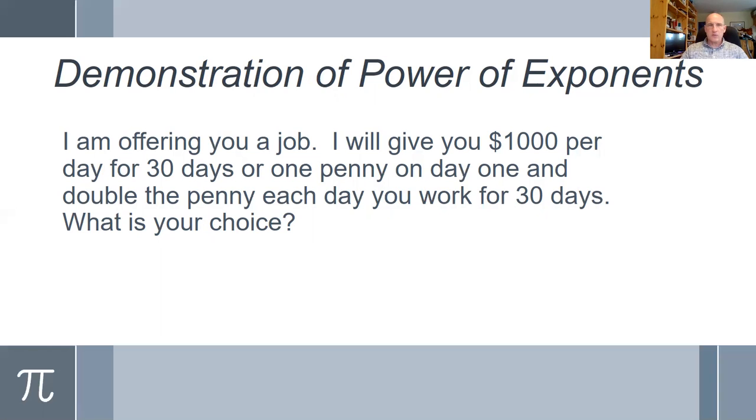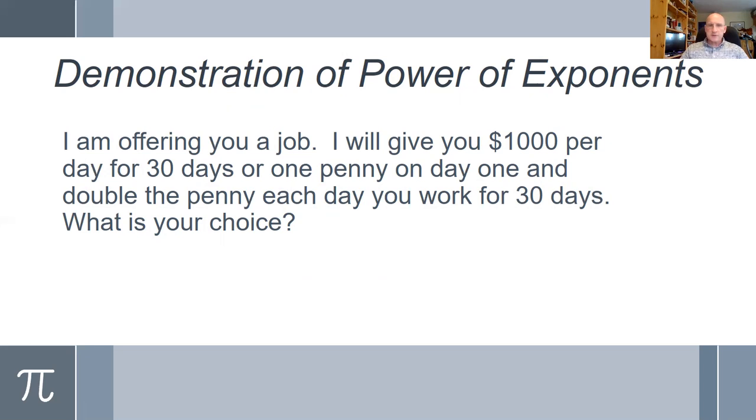So in other words, on day one, those of you that want the $1,000, you're going to get $1,000. For those that want the penny that's going to double each day, you're going to get 1 penny on day one. And then on day two, the people that wanted the $1,000, you're going to get another $1,000. So now you're up to $2,000. And those who wanted the penny, they're going to get 2 pennies on the second day.